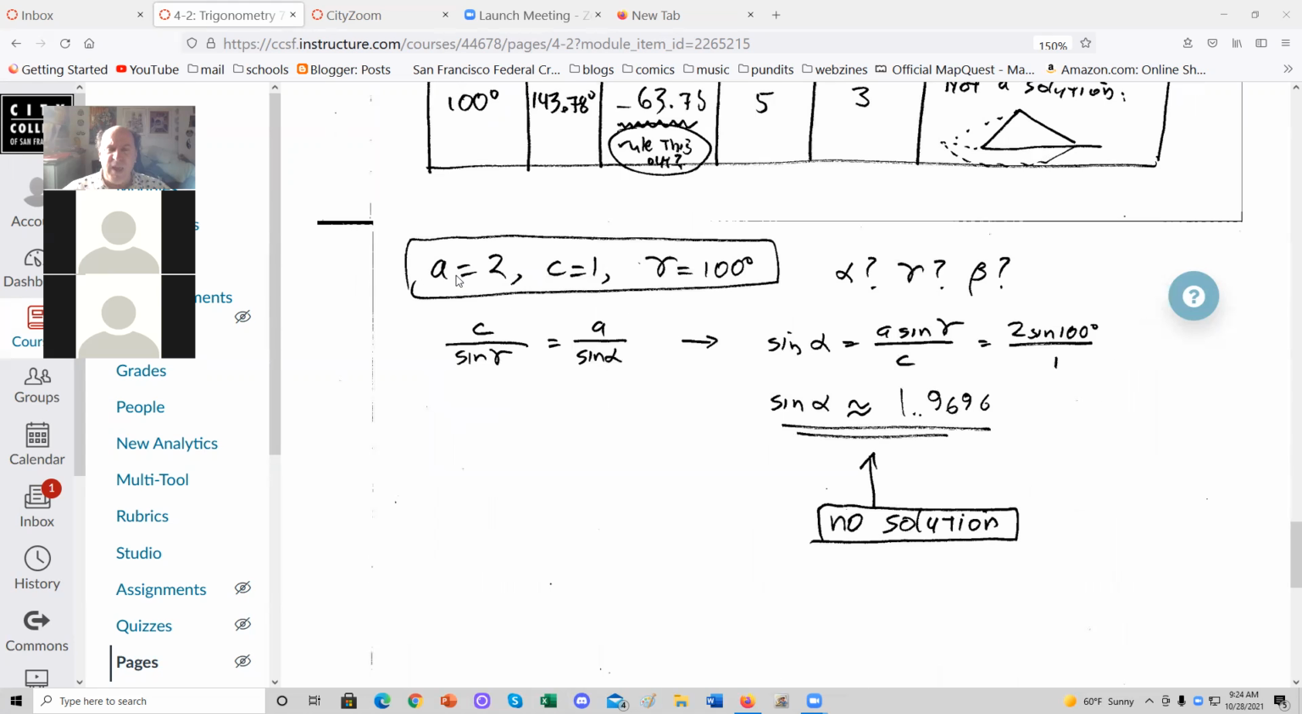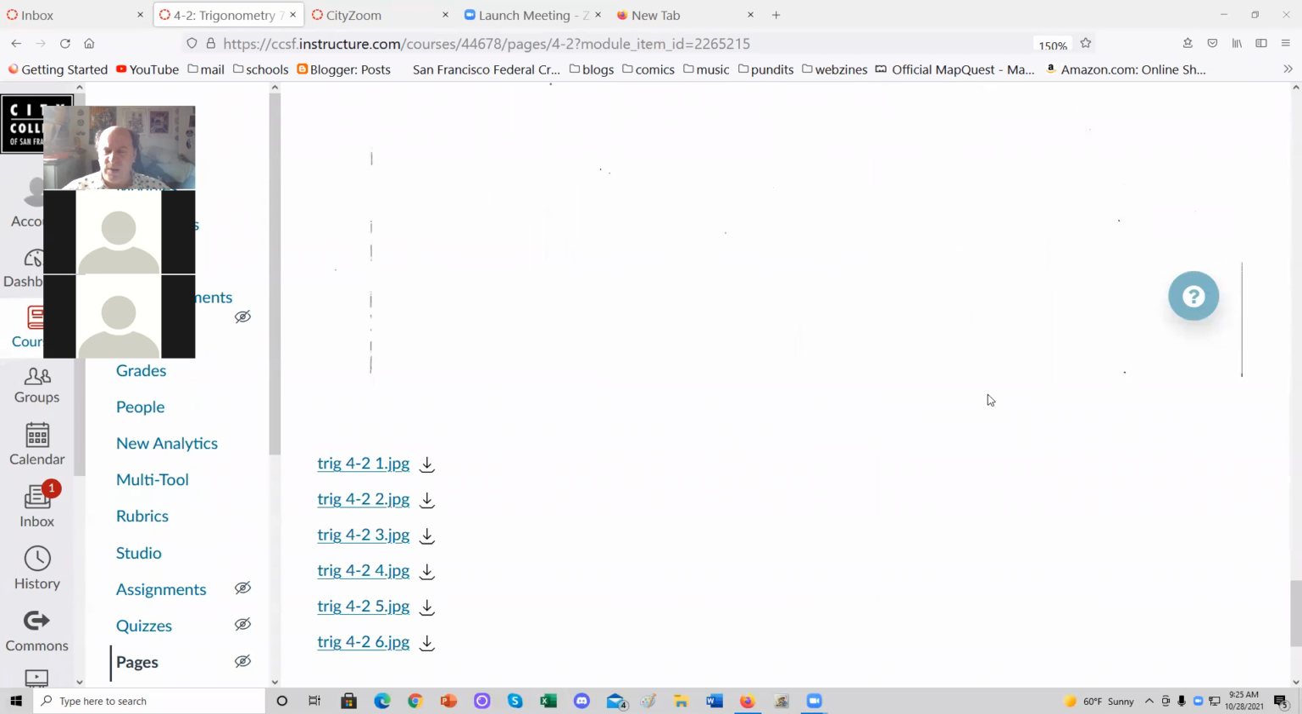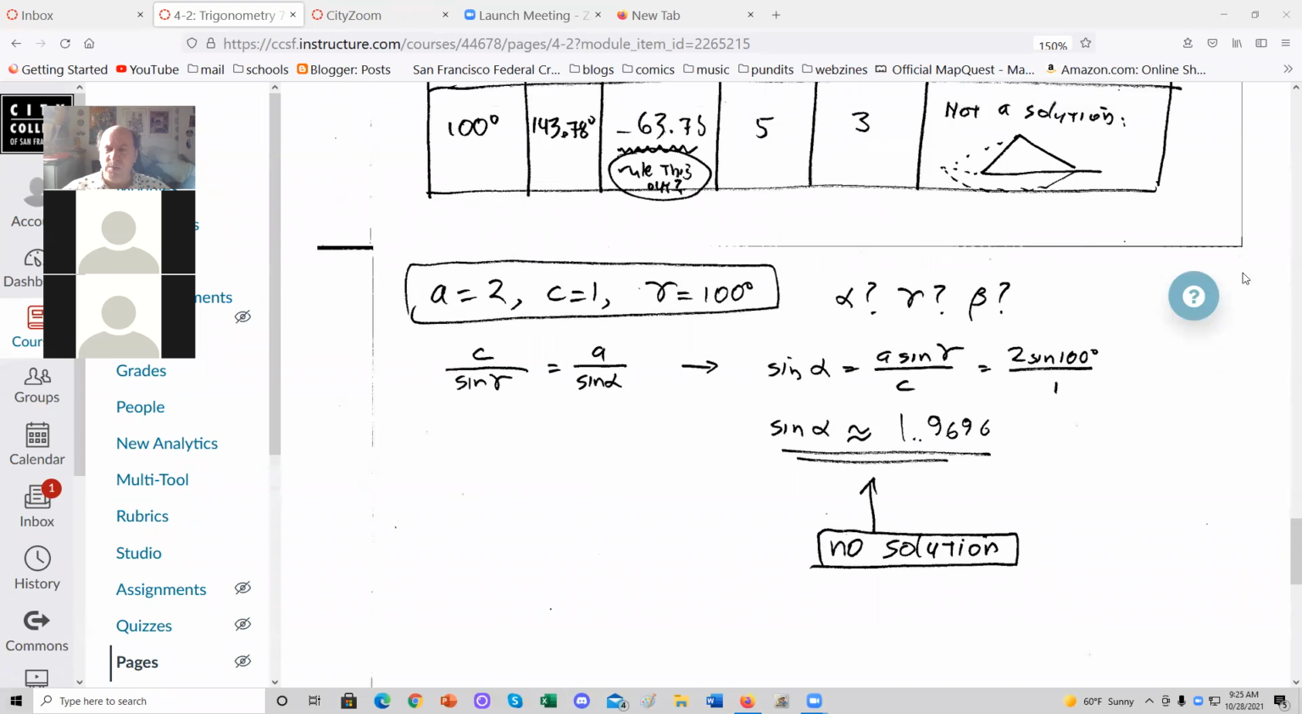Here we have A equals 2, C equals 1, gamma is 100 degrees. So we're given A and C and gamma. C over sine gamma equals A over sine alpha. After some algebra, you get that sine alpha equals A sine gamma over C. Plug it in: 2 sine 100 degrees over 1, which is about 1.9696, which is bigger than 1, and there is no such angle alpha. So in this case, there is no solution. Okay, here's a case with no solutions.